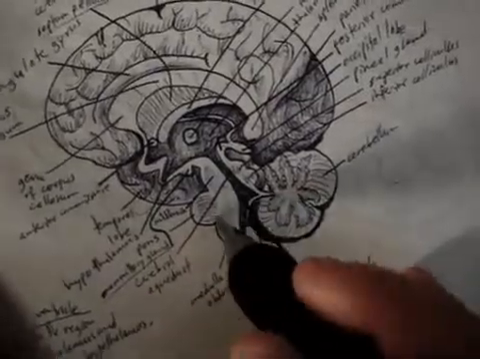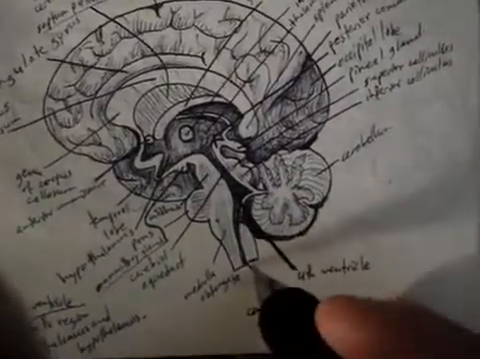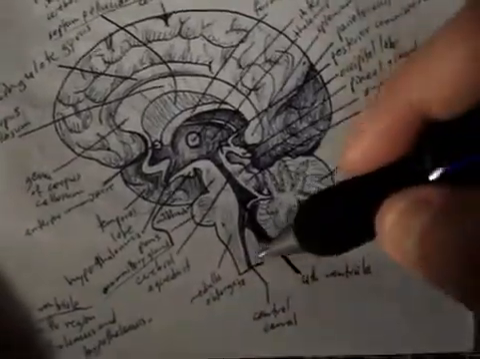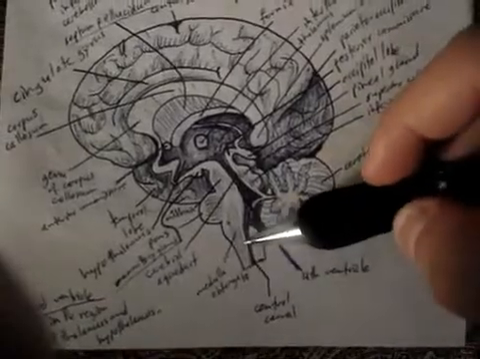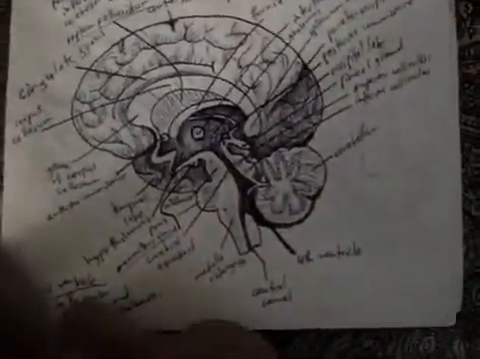Okay, and below pons, all of this here is the medulla oblongata. And then from here down would be the spinal cord. Remember, the foramen magnum separates the medulla oblongata from the spinal cord, and thus is also called the medullospinal junction.